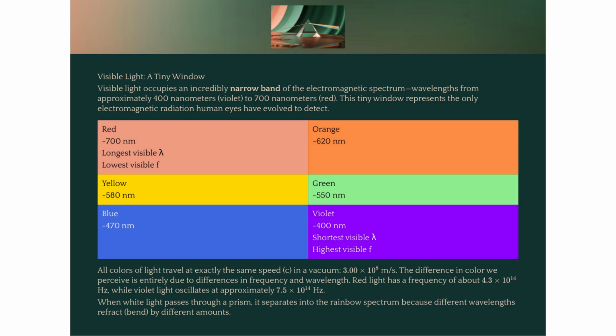The only part of this vast EM spectrum that humans can actually see is the tiny window we call visible light. It ranges from red, which has the longest wavelength and lowest frequency, all the way to violet, which has the shortest wavelength and highest frequency. All the colors travel at the same constant speed, c, but their different frequencies are what determine the color we perceive.